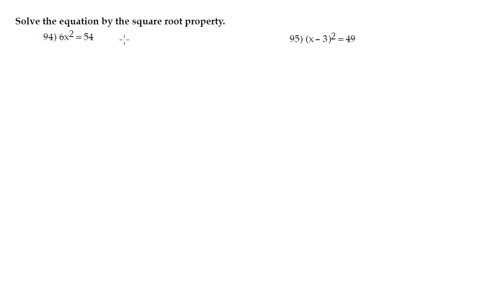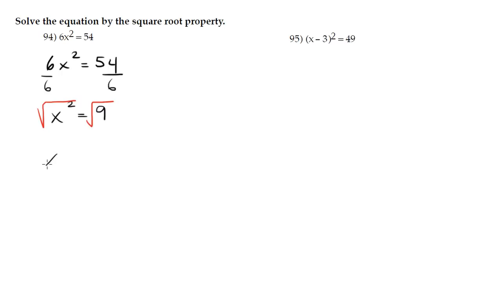94, 95, solve the equation by the square root property. So first, this quantity isn't squared on the left side, so I'm going to divide by 6 first. So now I have x squared equals 9. Now this quantity is squared. Now I can use the square root property. In fact, I'm taking the square root of both sides of this equation.